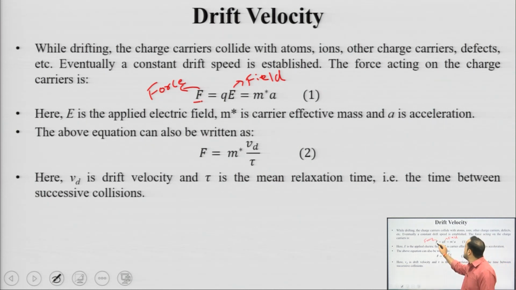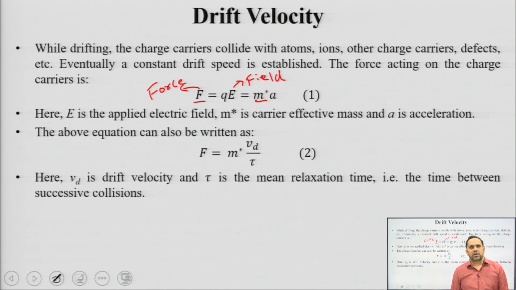If the applied force is constant, because I am not applying a variable DC supply, I have applied a constant voltage, but my acceleration has a certain average value because of all these collisions, then to account for that loss in acceleration due to collisions, I introduce the concept of effective mass. So, instead of free mass, we use the carrier effective mass. The applied force Q times E equals m times a, but instead of m we use m star, which represents the carrier effective mass.